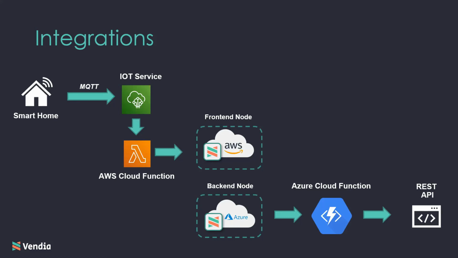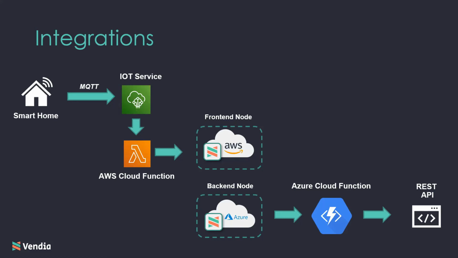In this case, we would take advantage of something like a cloud-native IoT service to consume the MQTT messages, and then we'd leverage that service to trigger a cloud function and store the message data with other metadata and whatever we need to enrich it via the GraphQL API on the front-end node.